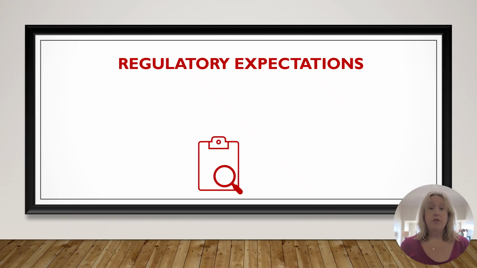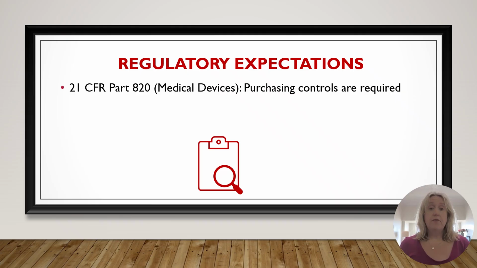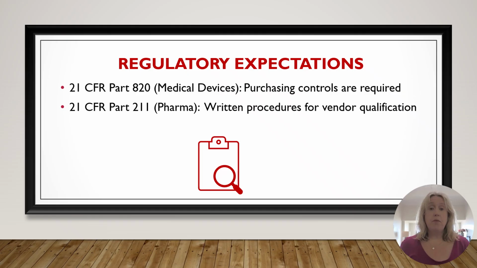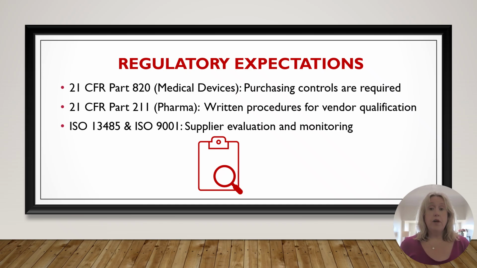From the FDA to ISO standards, regulators expect documented supplier qualification processes. For example, under 21 CFR Part 820 for medical devices and Part 211 for pharmaceuticals, you must have written procedures for evaluating, approving, and monitoring suppliers. ISO 13485 and ISO 9001 take it a step further by emphasizing ongoing monitoring, not just a one-time approval.